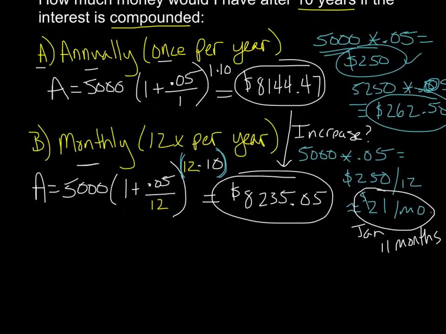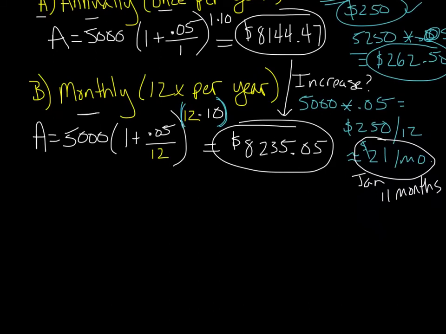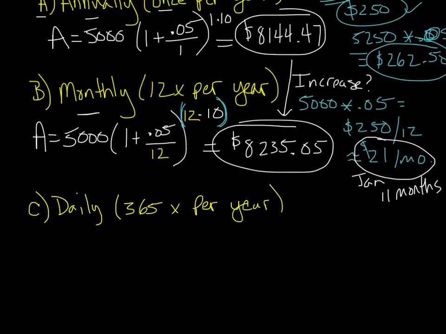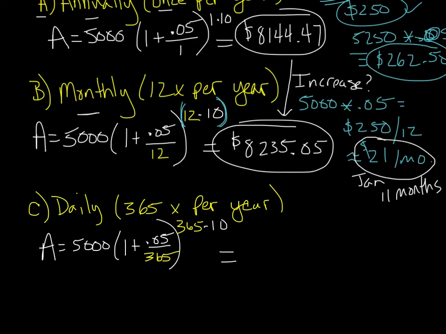Let's see this bear out. Last one, let's say I compound daily. Okay, this is about as often as I can do it. So that's 365 times per year. So I'm not even going to wait to the end of the month to get my interest. I'm going to get the first chunk of interest on January 2nd, okay, every day. So A equals 5,000, 1 plus 0.05 over 365 to the 365 times 10.